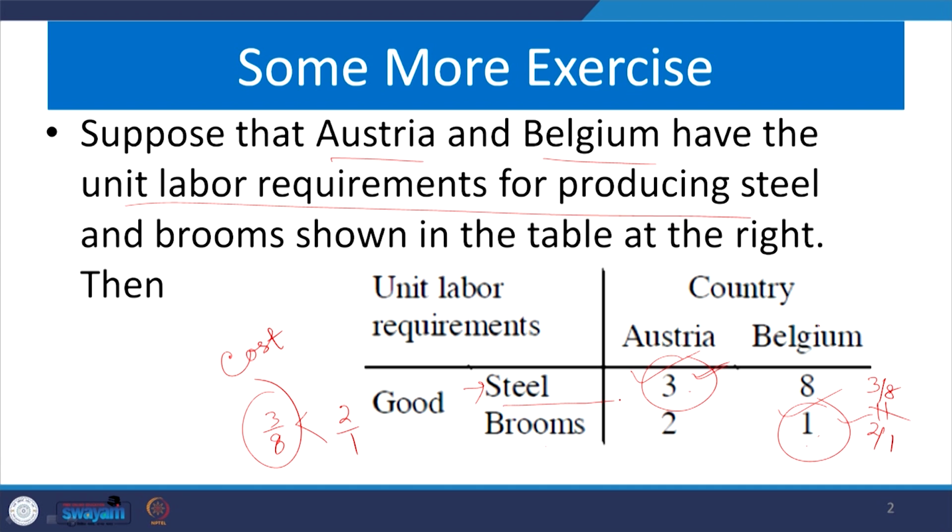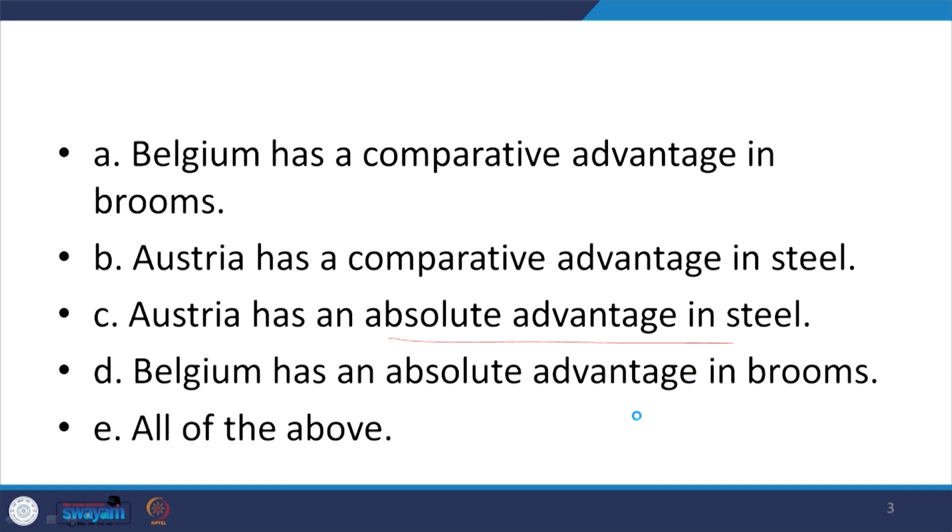I mean for steel, especially in Austria, this is less than half the cost of production than that of Belgium. So, therefore, comparatively we can infer that Austria has comparative advantage in steel production over brooms. So, let us check that. Belgium has comparative advantage in brooms.